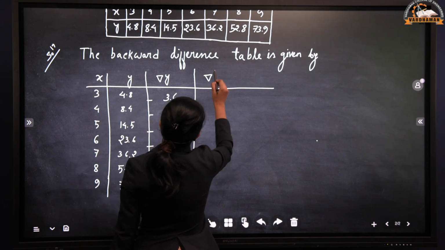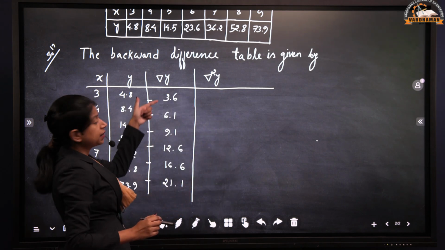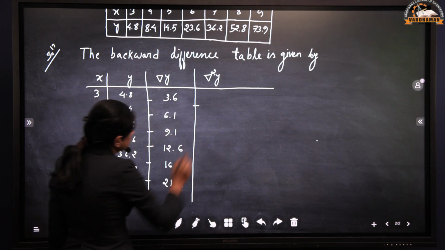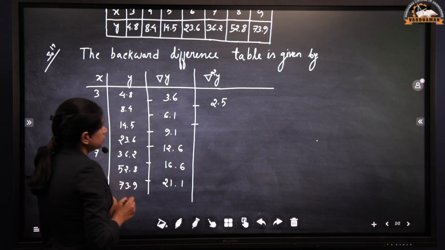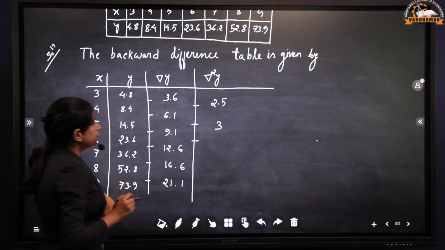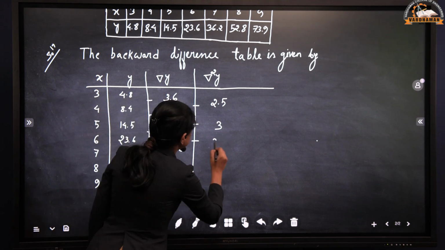Now the second backward differences. The second backward differences are given by 6.1 minus 3.6, so it will be 2.5. 9.1 minus 6.1, it will be 3. 12.6 minus 9.1, it will be 3.5.